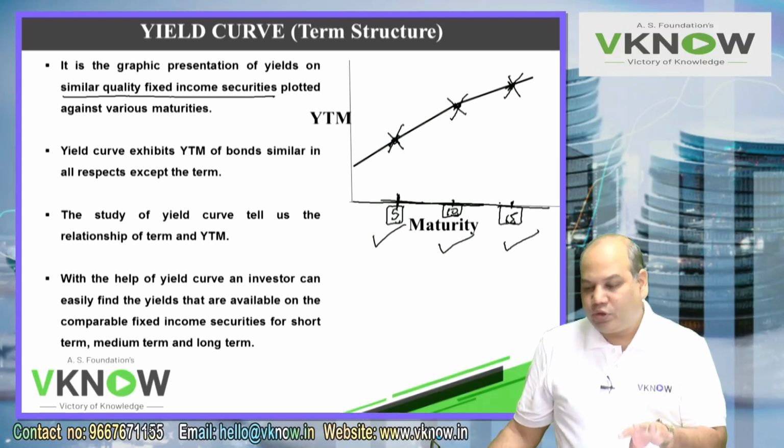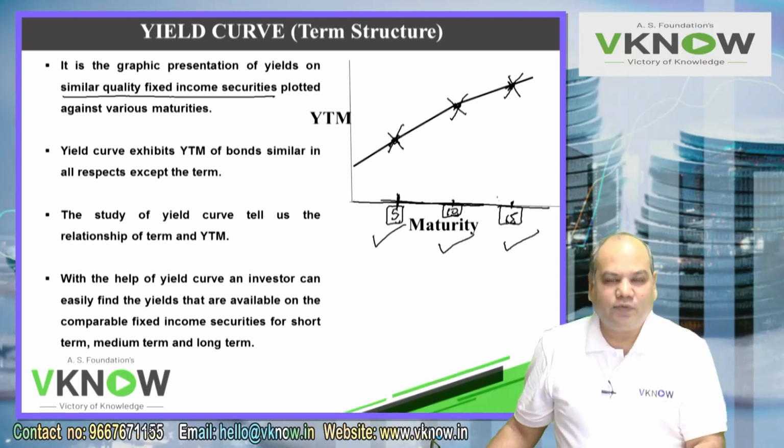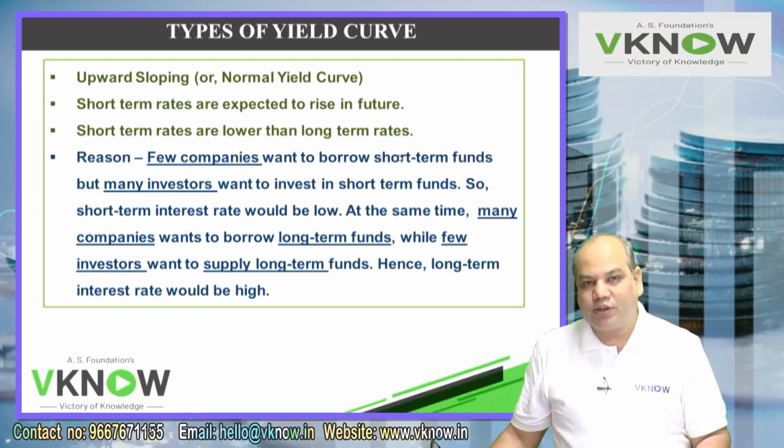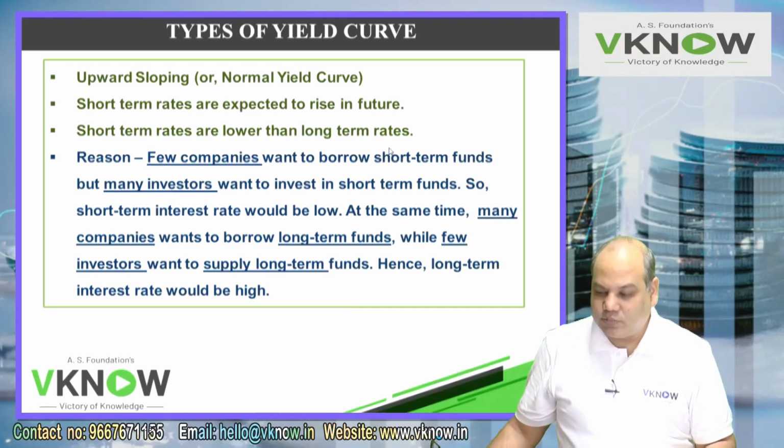So this is some basic information about yield curve. It basically shows the relationship between the yield and the term to maturity for similar quality bonds which are similar in all aspects except their term to maturity. Another theory question they will ask you: what are the different types of yield curve?